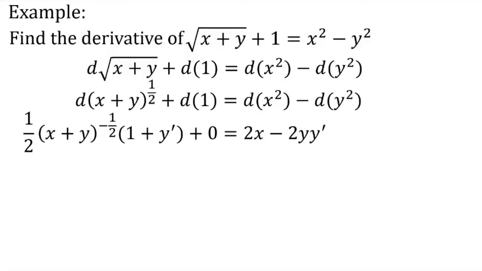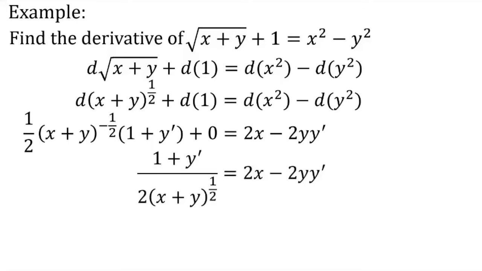And then, since we have a negative exponent here, let us express it as a denominator. So the exponent will be positive. So this will become 1 plus y prime over 2 times x plus y raised to 1 half equals 2x minus 2yy prime.